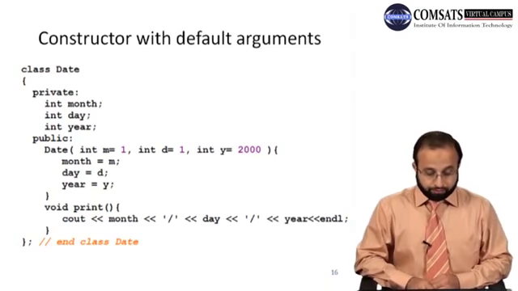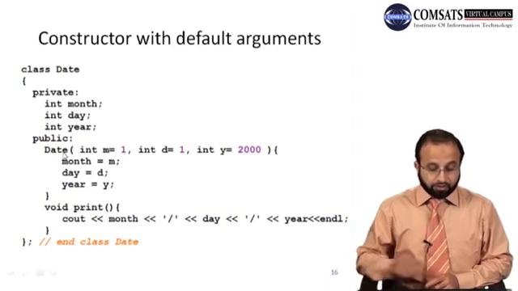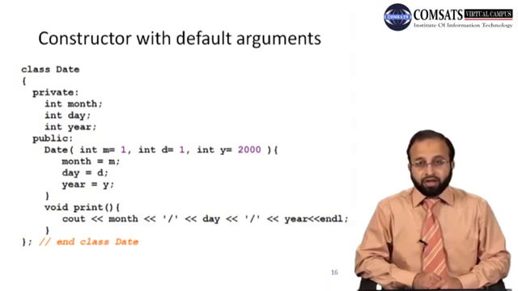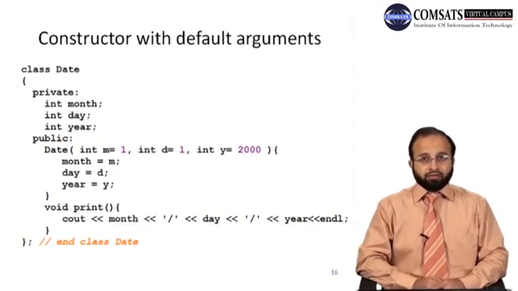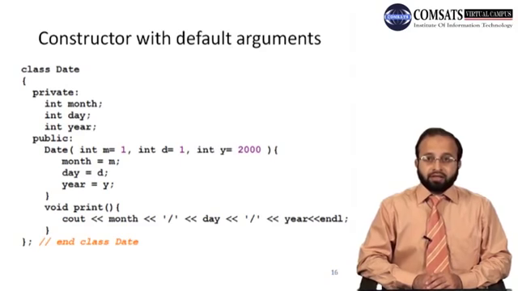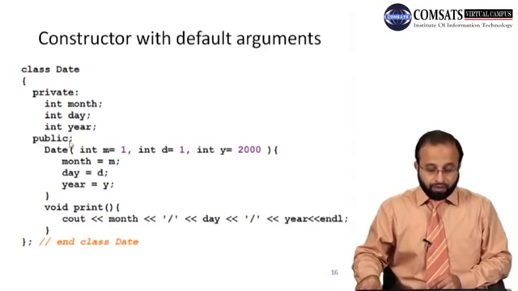Now if we call the constructor, so if we create an object of date like date d and then semicolon, we are not going to provide any value to the object of date in this case. In that case it assigns the default values. And what are the default values? The values you have mentioned over here, that is 1, 1 and 2000, right? And it will assign 1 to month, 1 to day and 2000 to year, right?